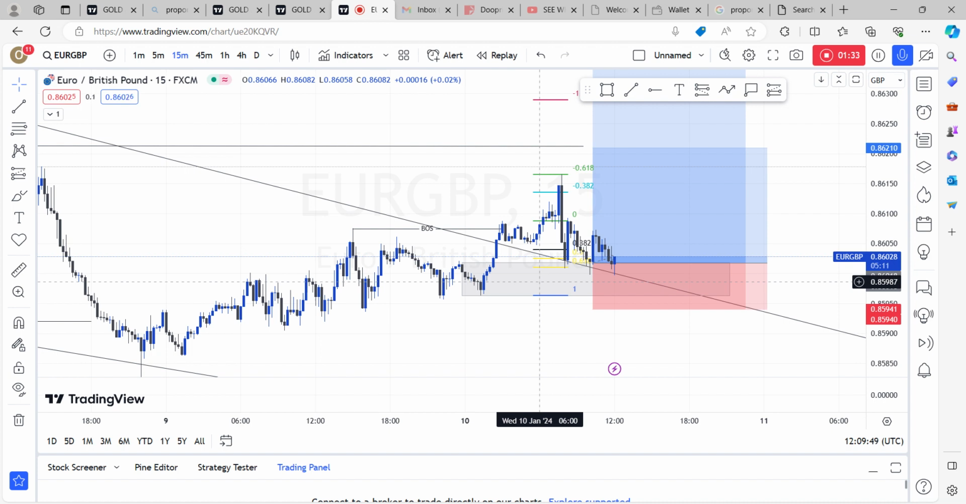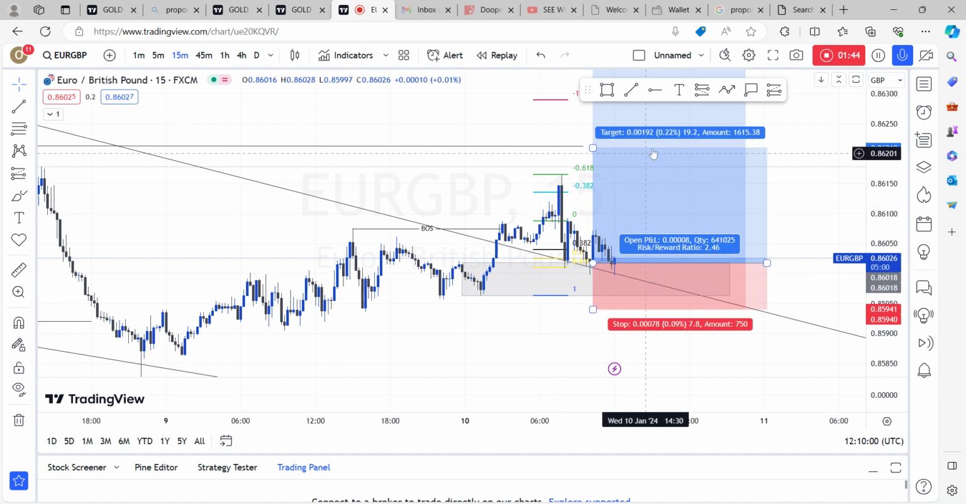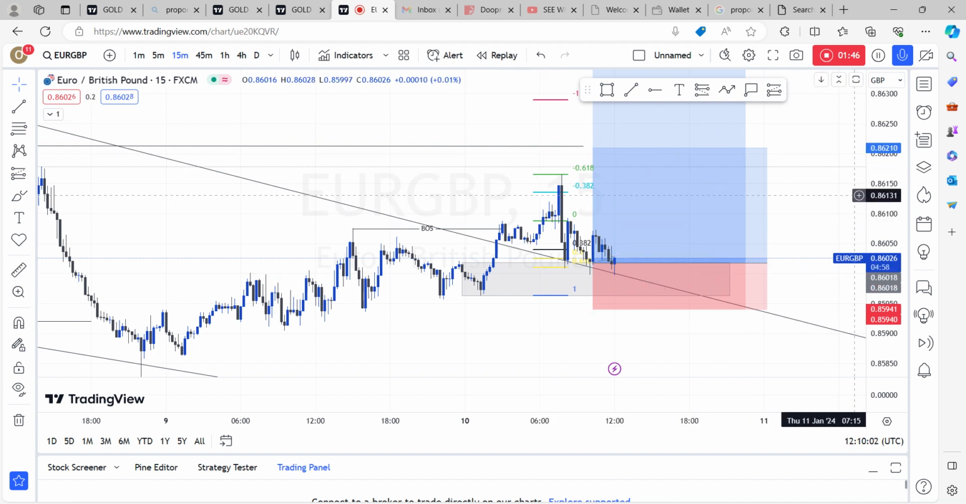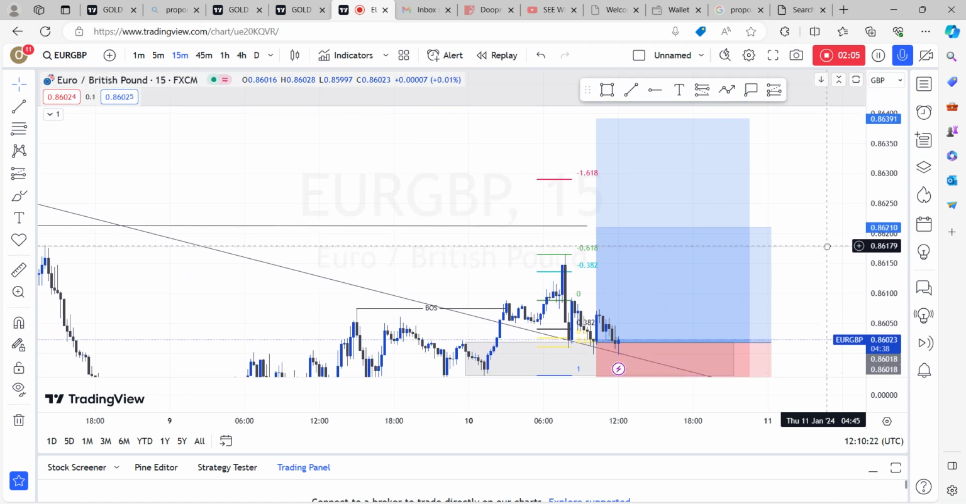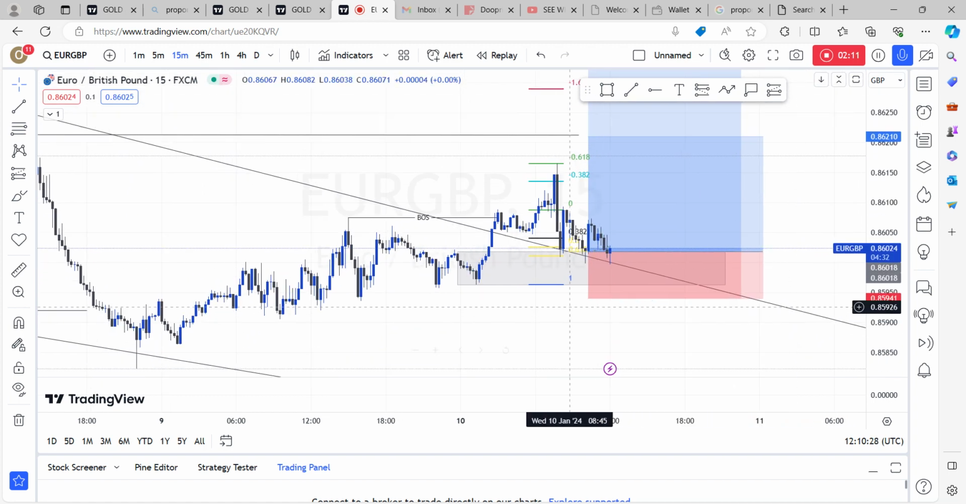So what you're looking at on the charts presently is a bullish opportunity on the market of Euro GBP, whereby I have two entries and I have two different take profit zones. The first take profit zone on this chart will be at 0.86210, while the second take profit is at 0.86391.